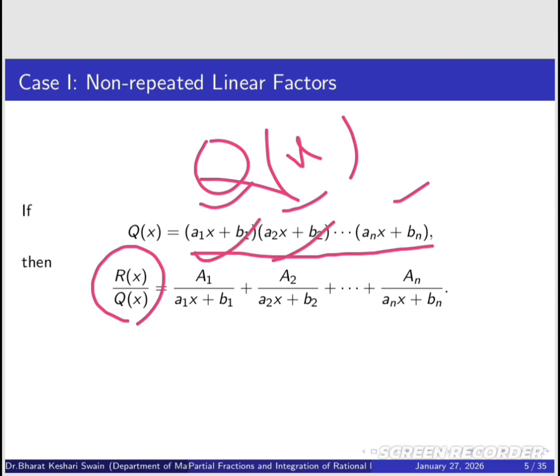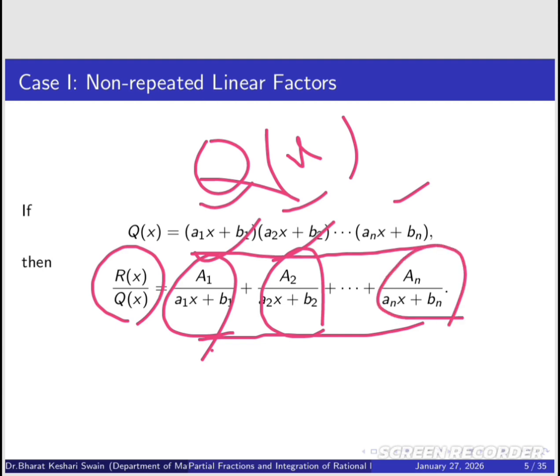Again, this is another linear factor like this. These are not repeated. So if they are not repeated, your Rx by Qx, that means your proper fraction, can be written as a sum of simpler fractions like this. That means we should write A1, which is a constant, by the first factor, then A2 by the second factor, like this, up to An by the last factor.